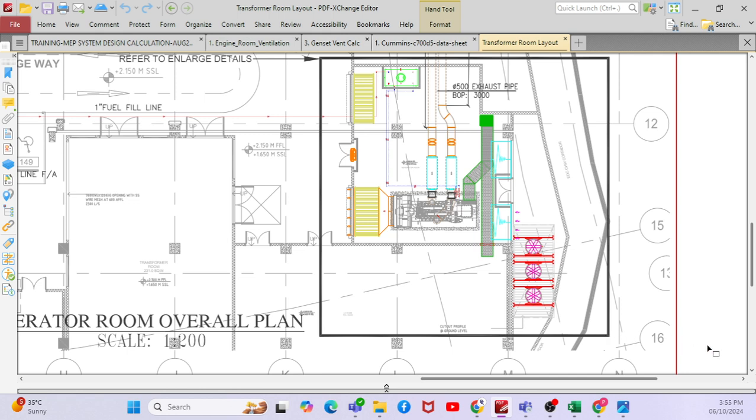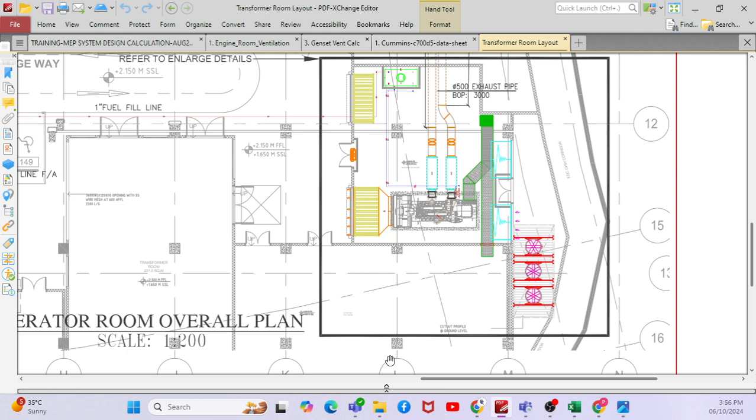So one is authority power, another one is backup power, which comes from the generator. The authority power comes through the transmission line, then it reaches the HV room. From the HV room, it goes to the LV room through the transformer room, because it has to step down from high voltage to low voltage. In case of power failure, the power will not come from the HV room. The power will come from the generator.